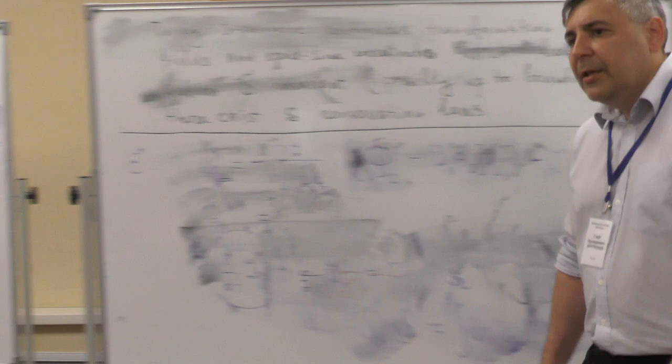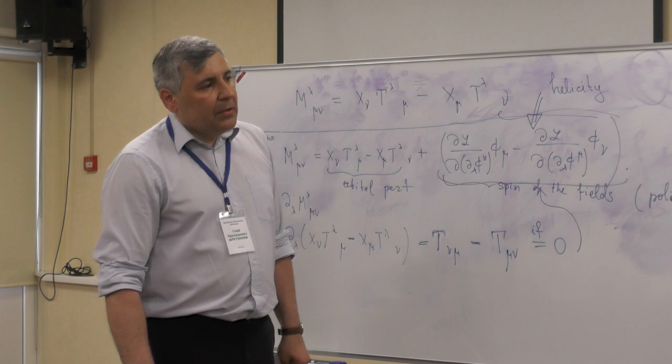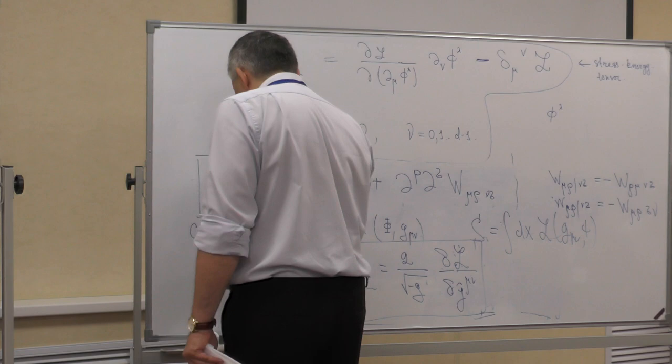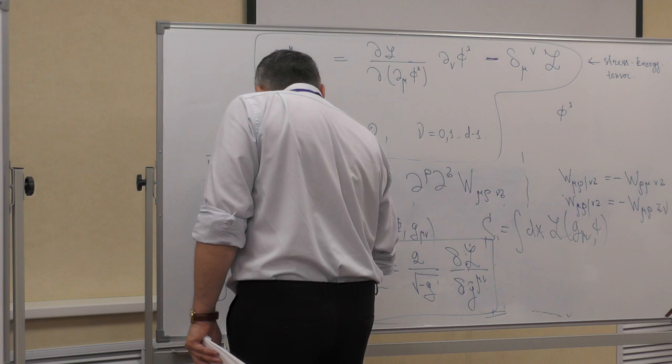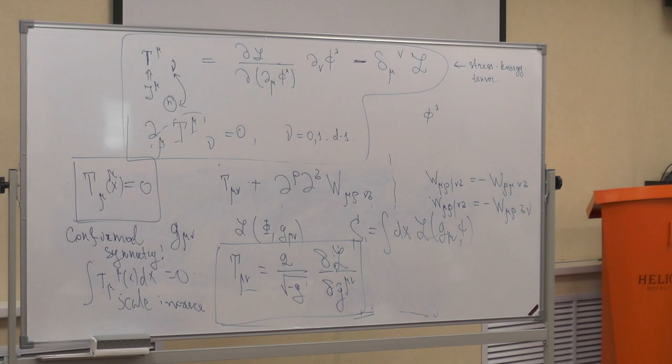It can be done only for massless fields. If you require that this equation holds at any space-time point locally, then this is conformal invariance. If you require that your integrated tensor trace vanishes, then this is scale invariance. Scale invariance is weaker; conformal invariance is stronger. And I hope we will talk about conformal symmetries in the exercise class, maybe the next lecture. Thank you. I think that's it.